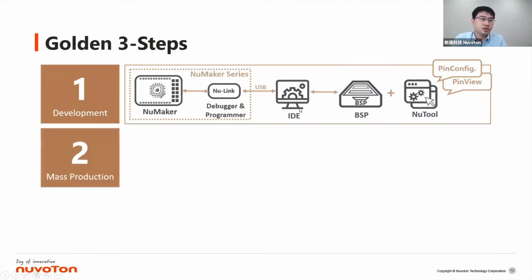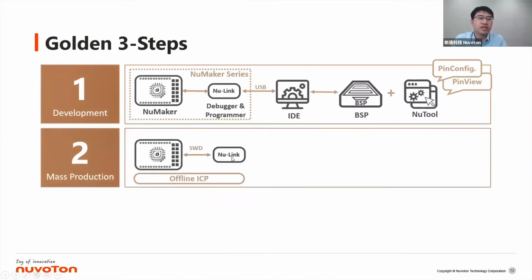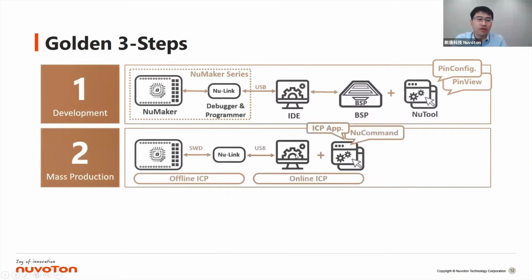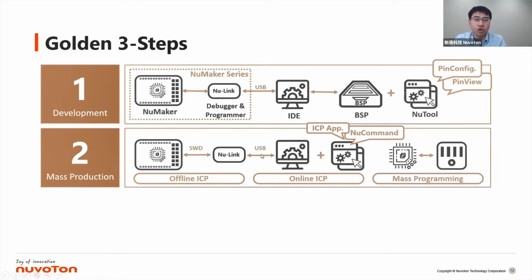And second, when you are in mass production, we provide you many tools for programming. The first one is offline ISP. You can think of it just like an offline programmer. You can use the NuLink, just connect to our NuMicro board or your product without connecting to your computer. You can just download your bin code to NuLink and download it to the board. You don't need to connect to the USB. Of course, if you want to connect to USB, we provide you the online ICP tool. So it is very flexible if you need offline or online programming function.